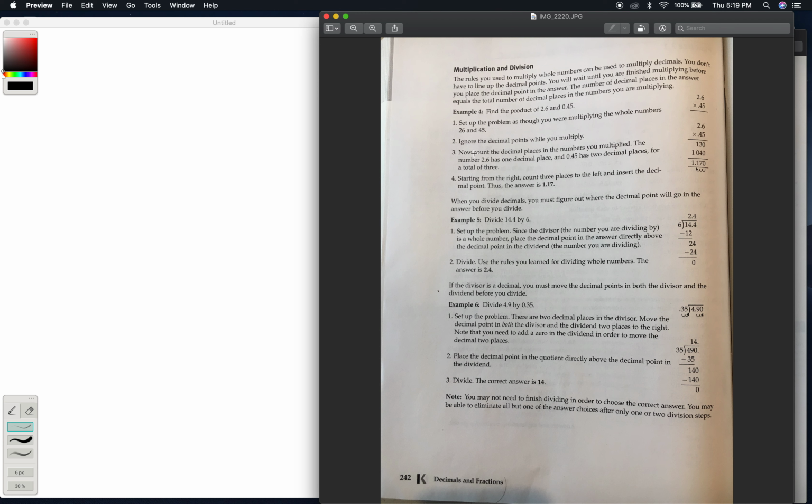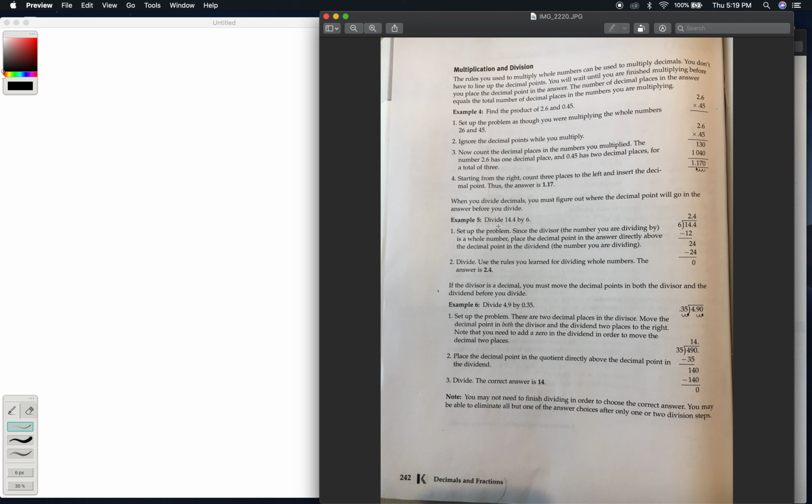That's what they did here. Ignore the decimal points while you multiply. Okay, so now count the decimal places in the numbers you multiplied. The number 2.6 has one decimal place, and 0.45 has two decimal places for a total of three, which is what I told you earlier. Here, 1, 2, 3. Starting from the right, count three places to the left and insert the decimal point. Thus, the answer is 1.17.